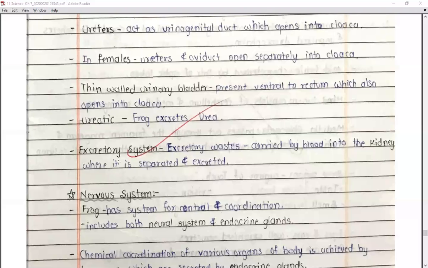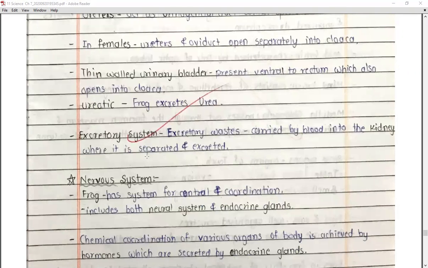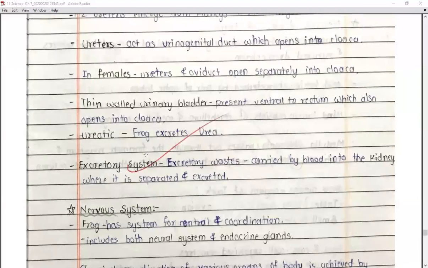So what is the excretory system working for? Whatever excretory waste or nitrogenous waste is present in the blood, this blood is brought up to the kidney. So the blood is passing through the kidney, and when the blood is passing through the kidney, all the waste material is being separated and extracted out. This is all about the excretory system of the frog.